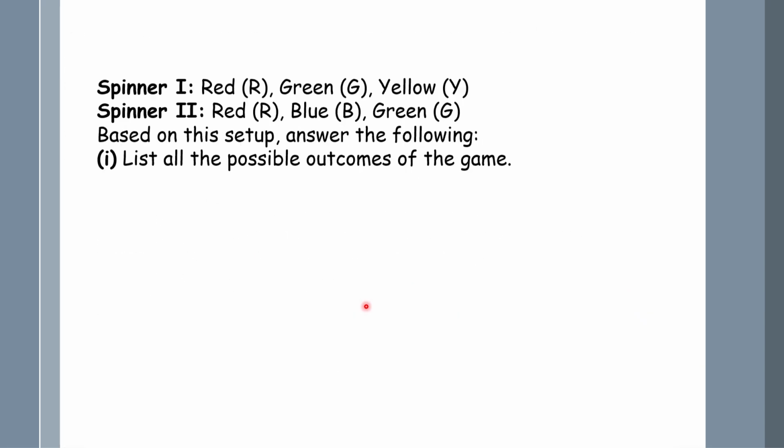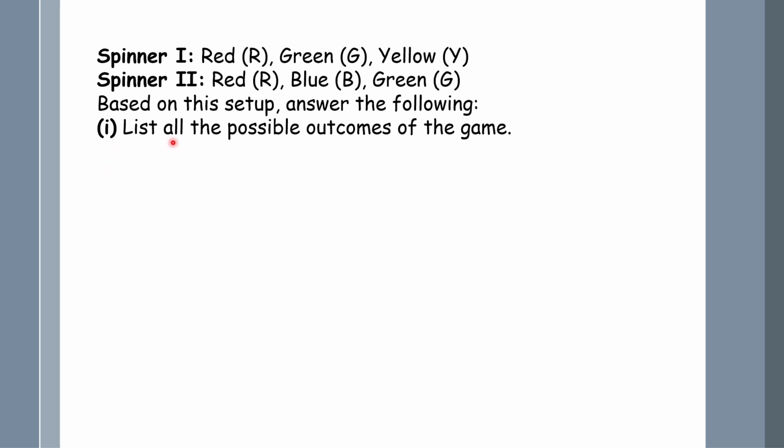So let us see the first subdivision of the problem. In this, they asked us to list all possible outcomes of the game. It is similar to tossing a coin twice or tossing two coins at the same time. When we toss one coin, the number of possible outcomes is 2. When we toss two coins, the number of possible outcomes is 2 squared. So the number of coins becomes the power.